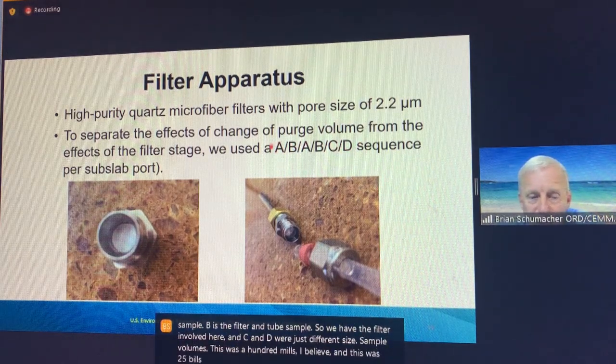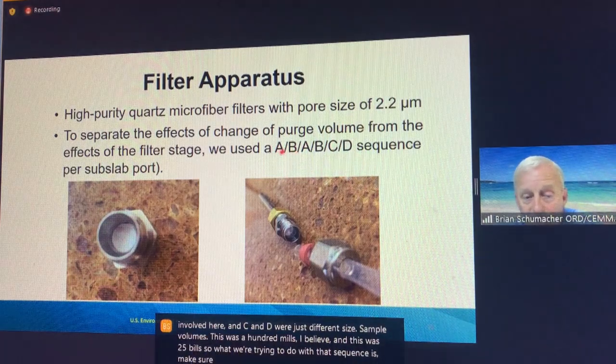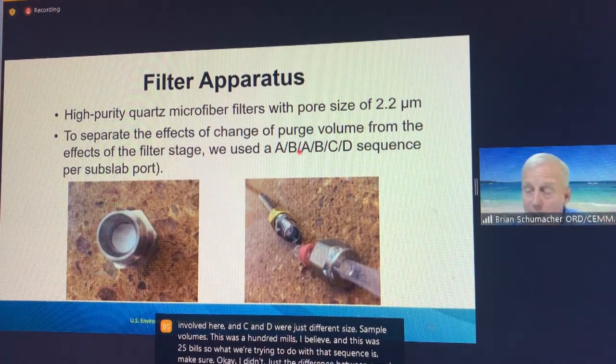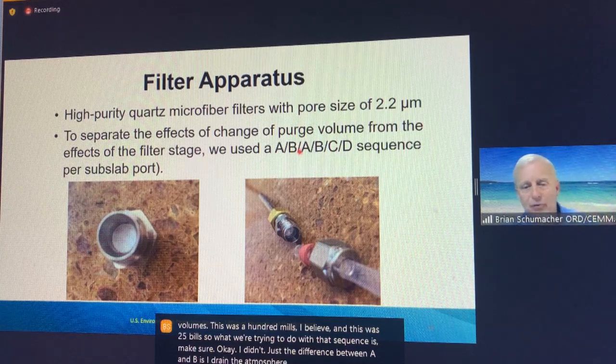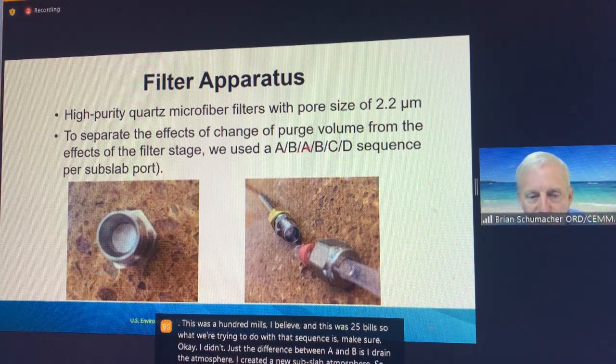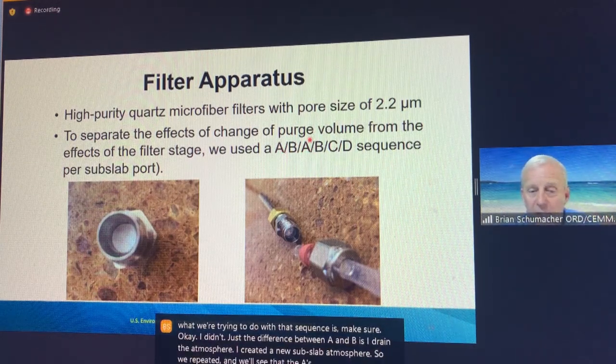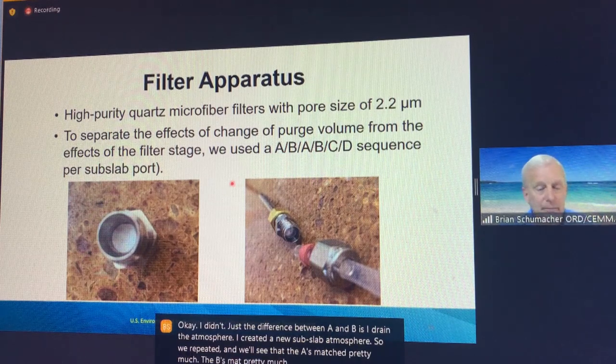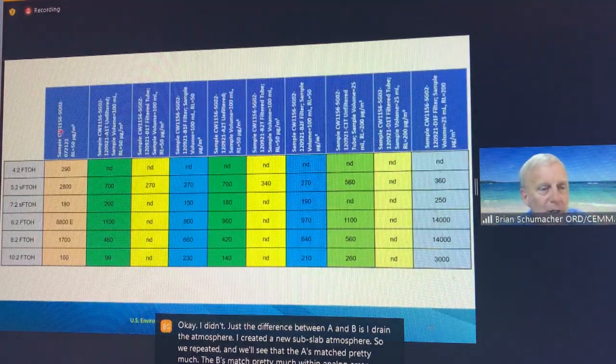So what we're trying to do with that sequence is make sure that the difference between A and B is I drained the atmosphere and created a new subslab atmosphere. So we repeated it, and we'll see that the A's matched pretty much and the B's matched pretty much, within analytical error. So how did that come out?